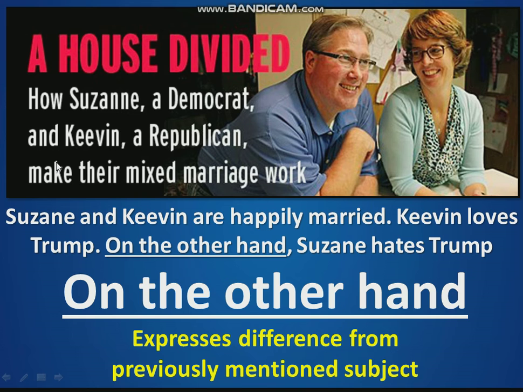All right, now, on the other hand expresses difference from the previously mentioned subject. For example, Susan and Kevin are happily married. Kevin loves Trump. On the other hand, Susan hates Trump. Now, Kevin is the first subject. Susan is the second subject. We use on the other hand to show the difference between the first subject and the second subject.